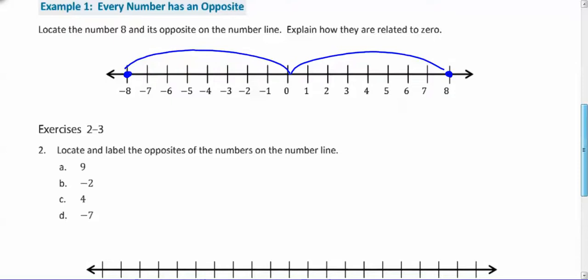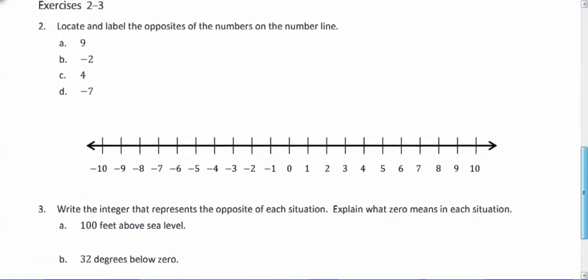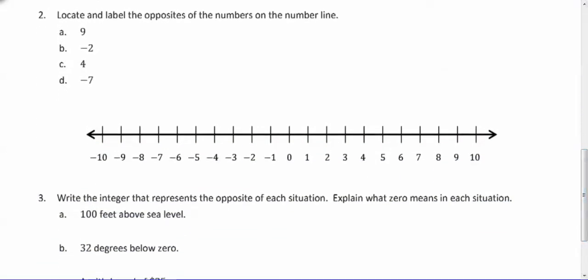Locate and label the opposites of the numbers on the number line. So we're not going to label the first number, we're going to locate and label the opposites of these numbers. All right, so the opposite of 9 is -9, so we're going to plot -9 right there.